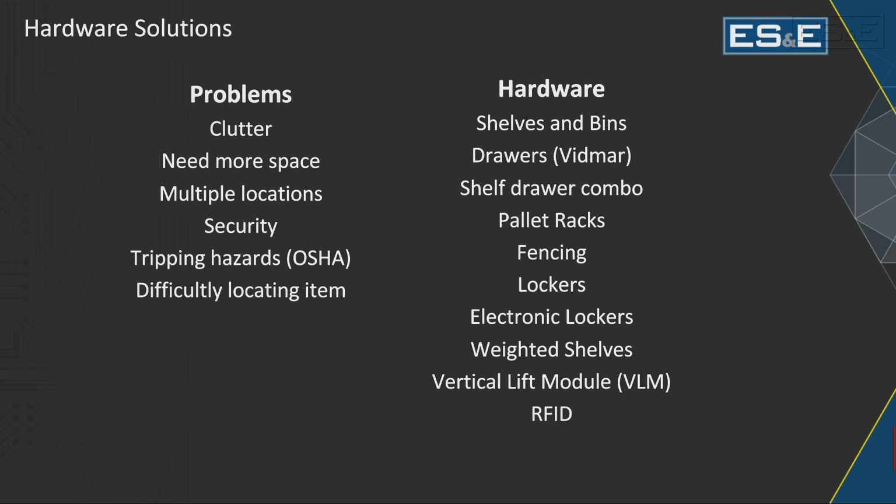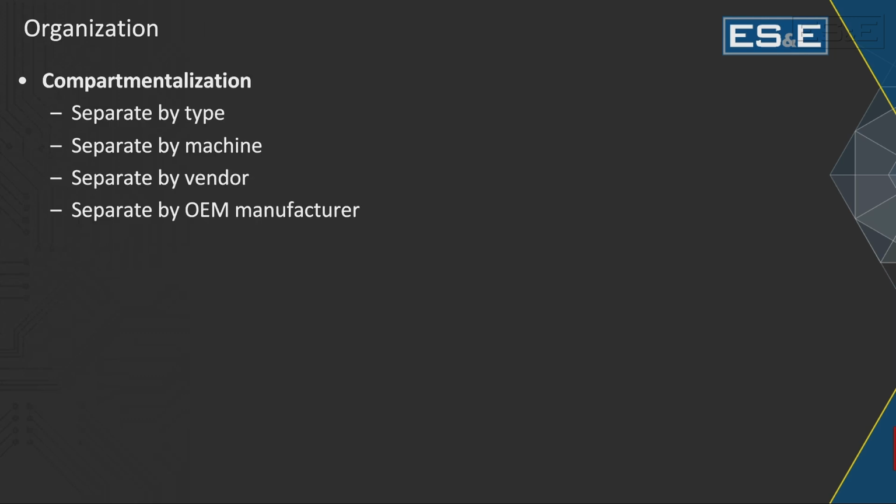Weighted shelves. If any of y'all have a VLM, a vertical lift module, one of those big tall things that holds a bunch of parts, it's for when you don't have enough floor space but you have a lot of ceiling space. And then RFID. I'll talk about this in a little bit too, but we have a system to RFID every single part and put up a little kiosk as you walk through it. Organization, also very important.